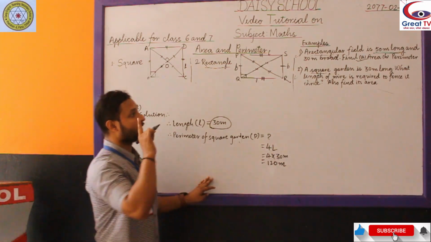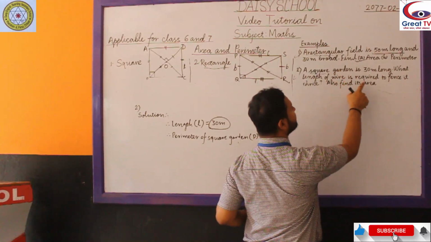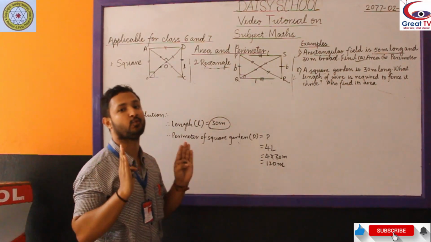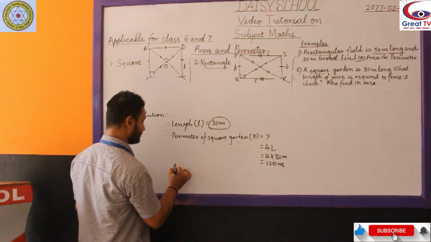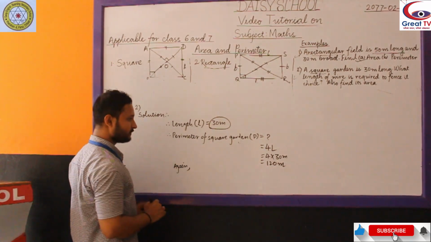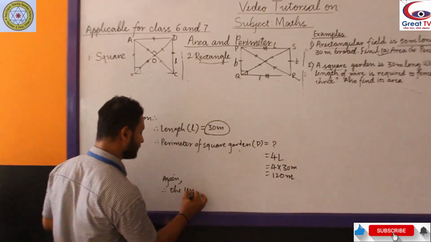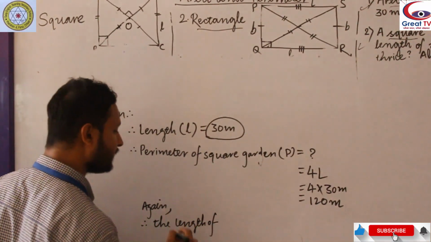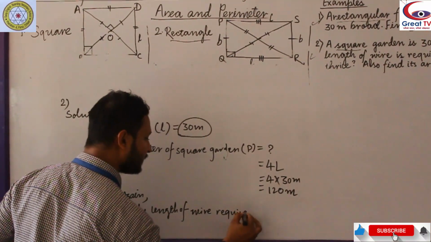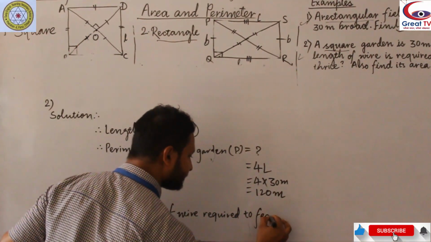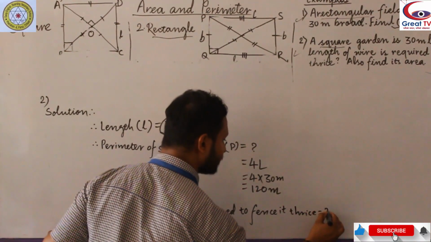But what we are asked, what length of wire is required to fence it thrice? So again, the length of wire required to fence it thrice equals to how much?